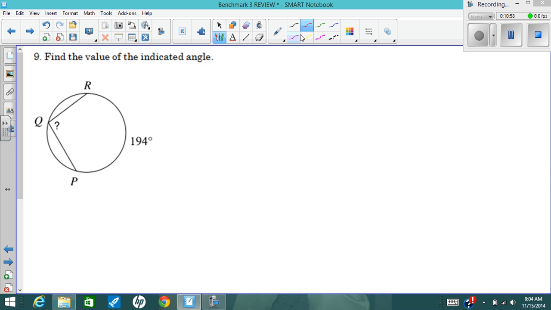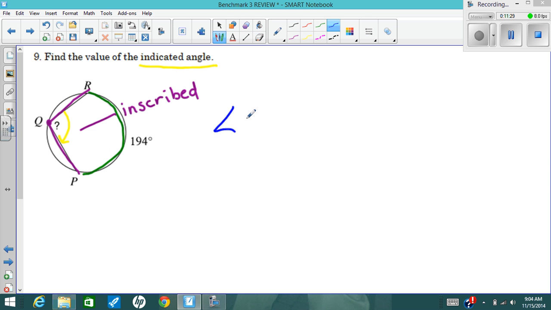Here we are finding the measure of the indicated angle, so I labeled that correctly. This is an inscribed angle, because the vertex is on the circle, each side is a chord in the circle, and it intercepts this arc. That's 194 degrees. The relationship here is that the measure of the inscribed angle is equal to 1/2 the measure of the arc.